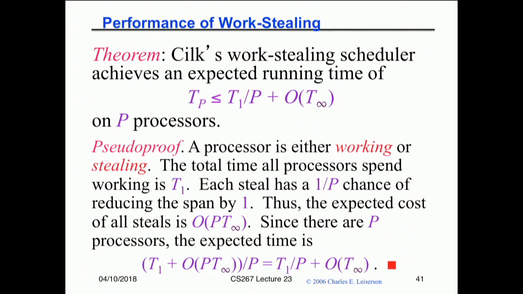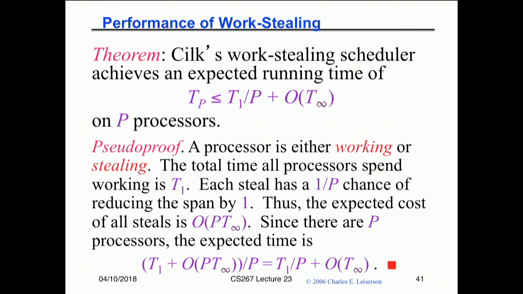So this is not really a proof of this idea, but to give you a sketch, it says that a processor is either working or stealing at any given point in time. And so the total time that processors spend working is T1, right? That's the serial execution time. That's the total amount of work involved in the computation.